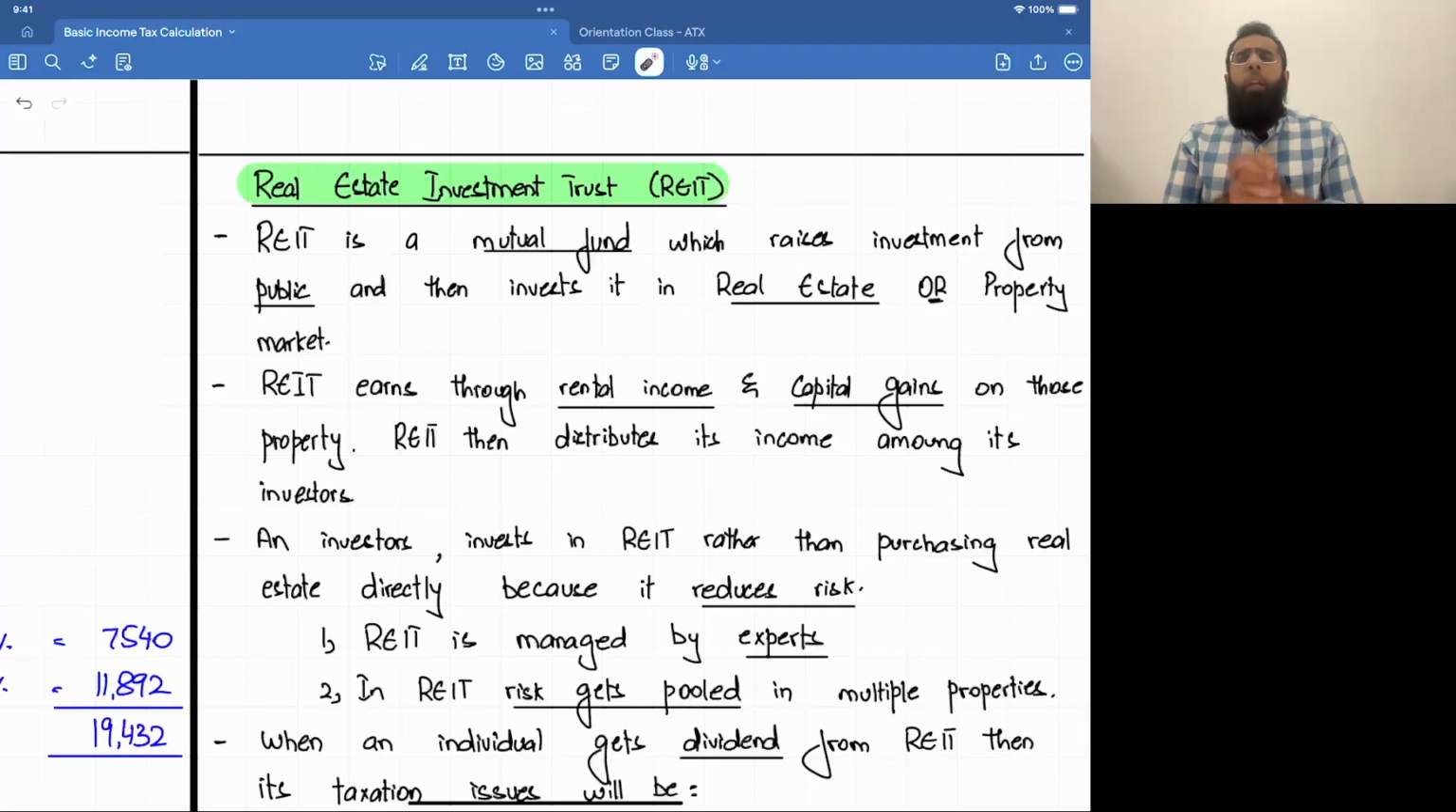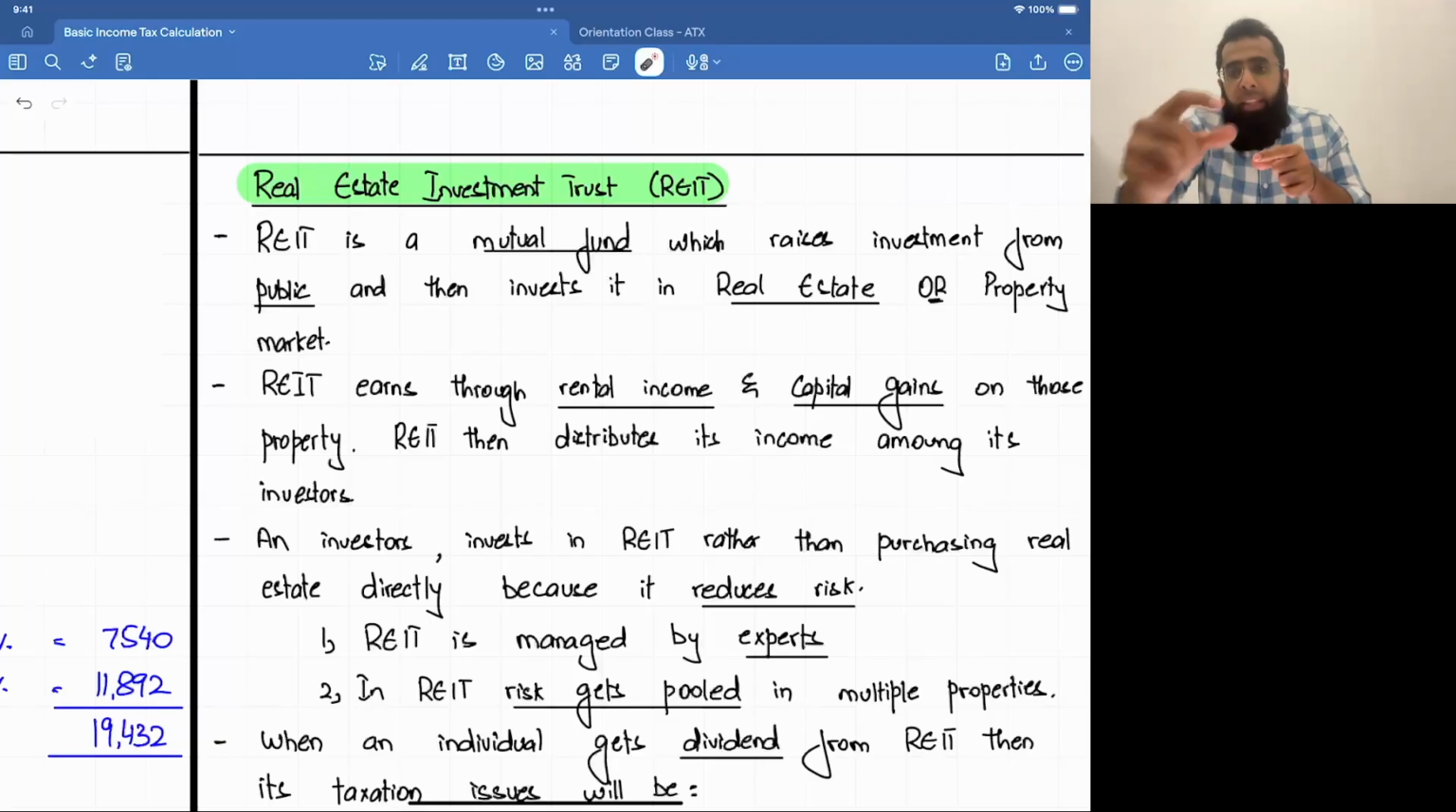So don't worry. What is a real estate investment trust? It is a mutual fund. It is a pool of fund in which a lot of people put their money. We give them the units, like you can say shareholding. We are giving them the units, but it's not shareholding in actual, because if we call it shareholding, they will become owners.